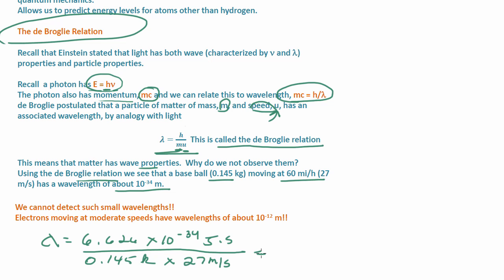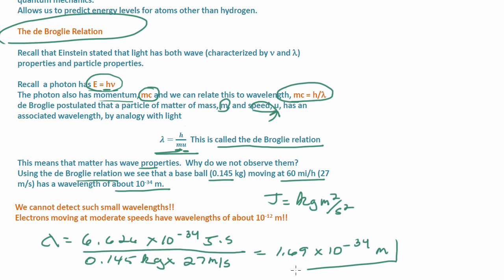And let me put this into my calculator. Remember, the units of joule are kilograms meters squared per second squared. So that's why we need to convert the mass to kilograms. And I get a wavelength of 1.69 times 10 to the negative 34 meters.